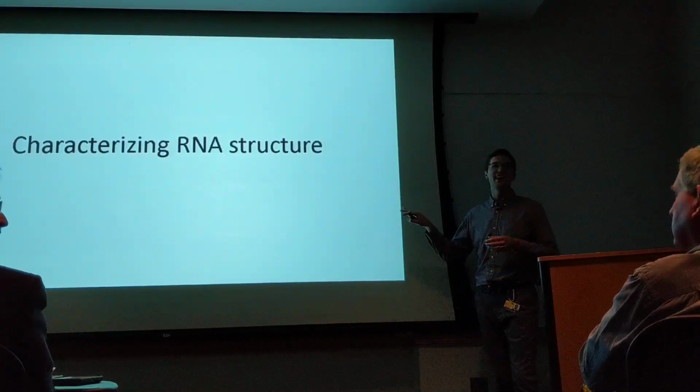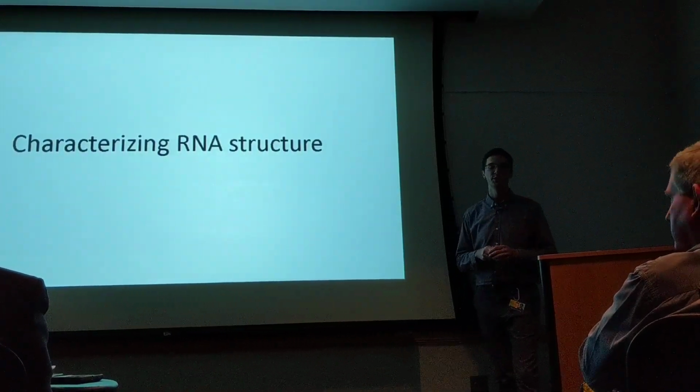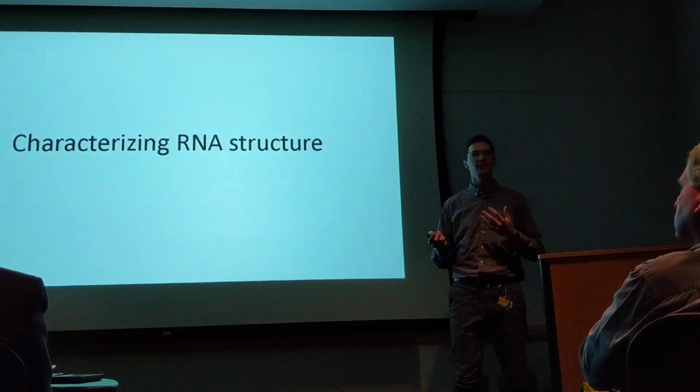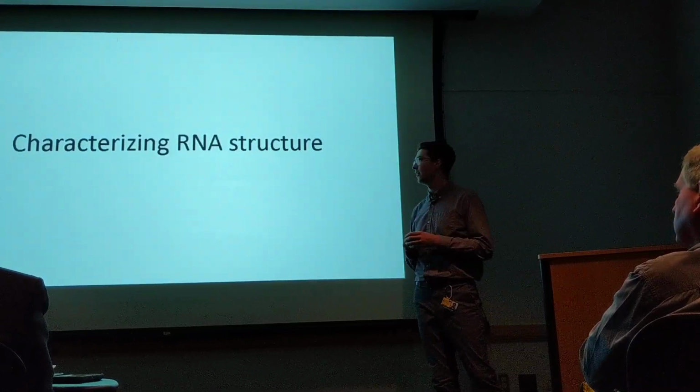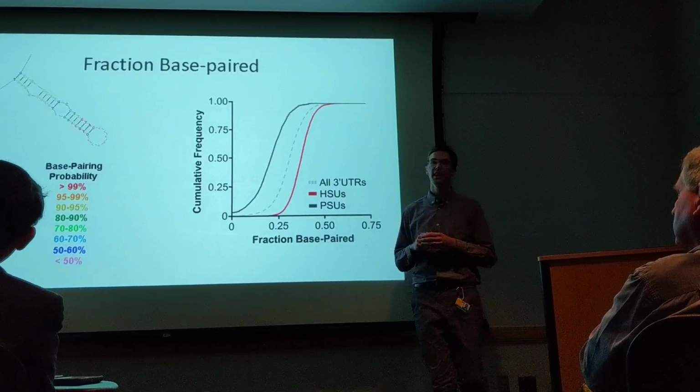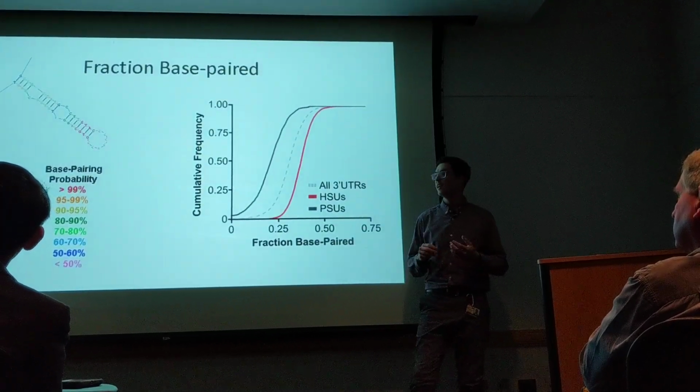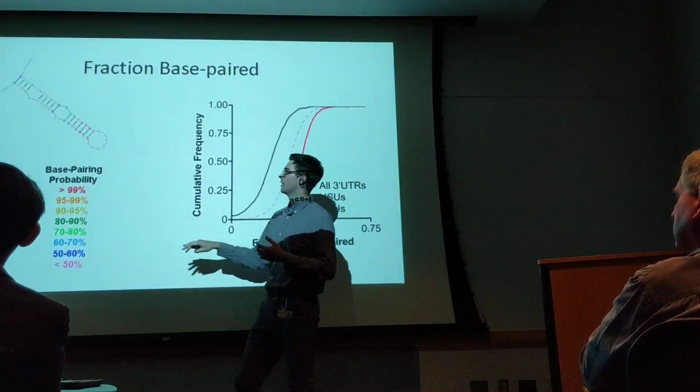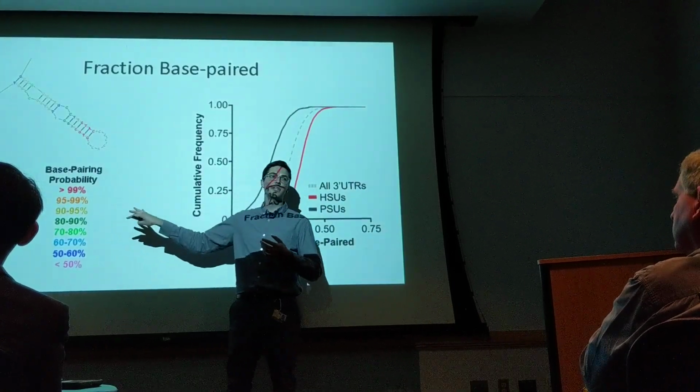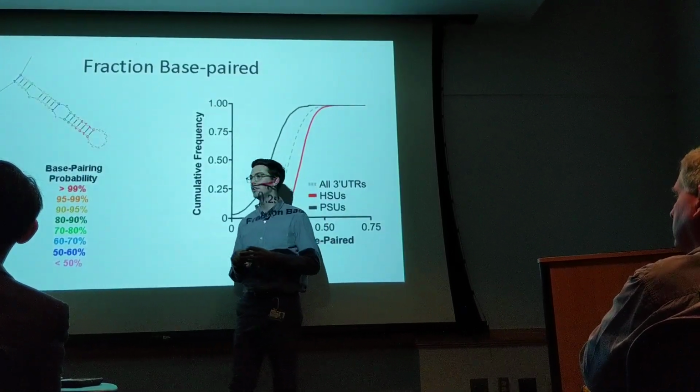So I want to take a step back and further characterize what RNA structure really is. And to do that, we needed to use a few other metrics in terms of what RNA structure is. And one way to do that is using prior predictive programs that can give you the probability for an individual nucleotide being base paired or not within the 3' UTR.